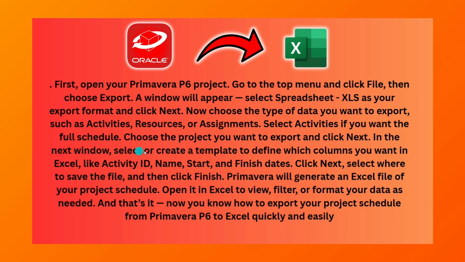In the next window, select or create a template to define which columns you want in Excel, like Activity ID, Name, Start, and Finish dates. Click Next, select where to save the file, and then click Finish.